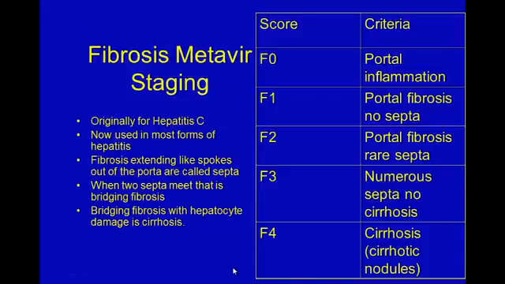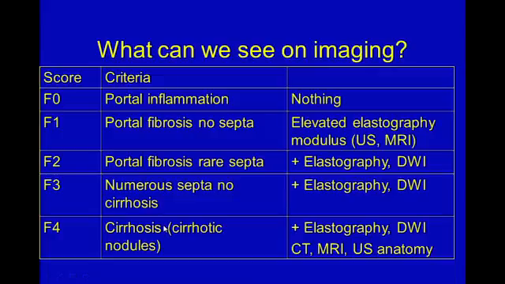So there's a staging system that exists for development of cirrhosis. It was originally for hepatitis C, but now it's used in many forms of hepatitis. And basically it's progressive fibrosis, starting from the porta with just some inflammation and no fibrosis, and then beginning with some fibrosis but no septa, which means no bridging in between the different portal triads. Rare septa, numerous septa, and then finally cirrhotic nodules, which is hepatocyte damage with bridging fibrosis.